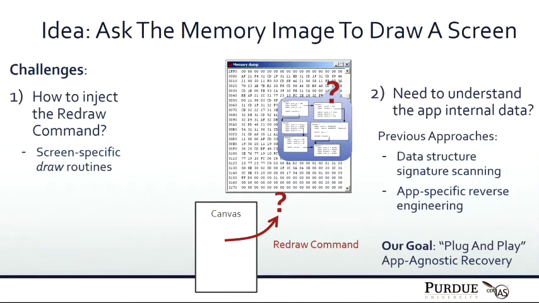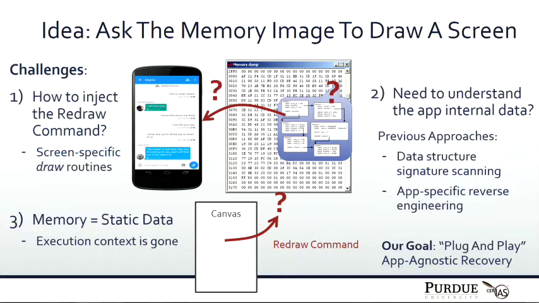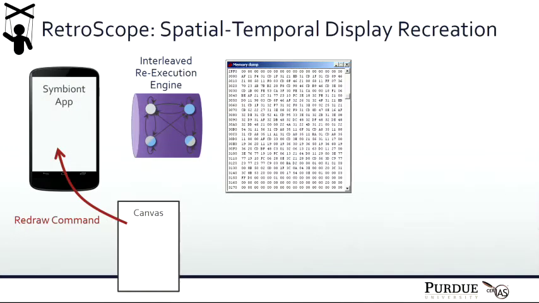And then even if we did solve those two problems, a memory image is still just static data. So how can we get that new GUI screen rendered outside of the memory image for investigators to take a look at? But that's exactly what RetroScope is going to do.